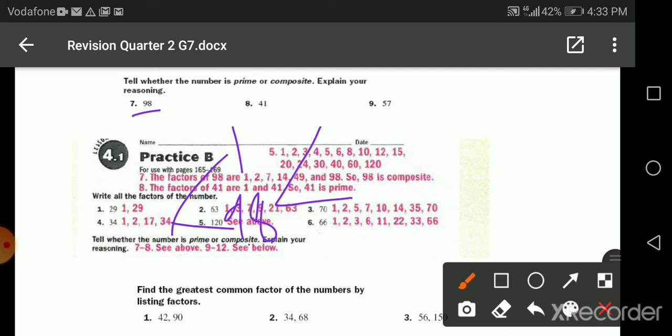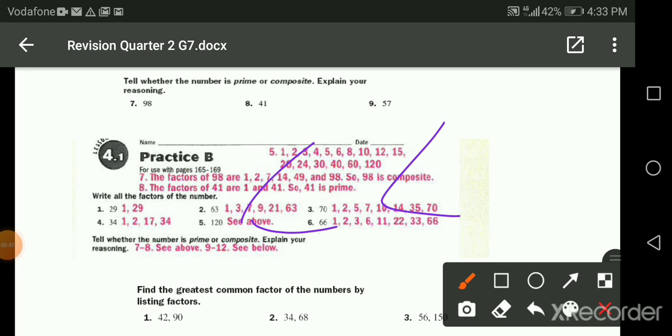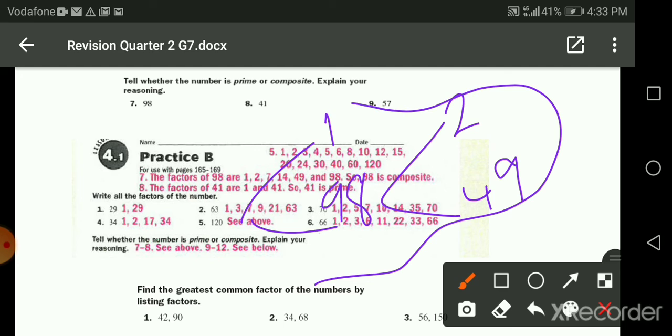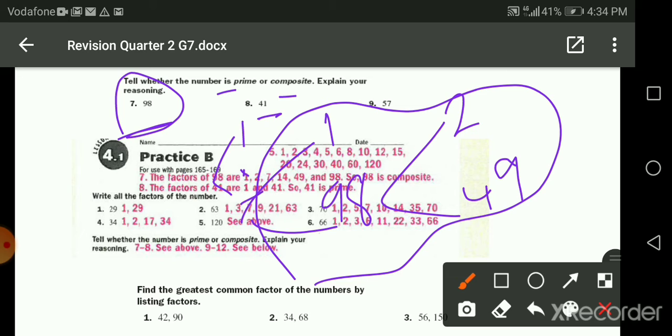We said that it's 2 times what? So once it has more than 2 factors, here 1 times 98 and 2 times 49, so it's what? A composite number. The difference between the prime and the composite: a prime number has just 2 factors, one multiplied by the same number, but the composite has more than 2 factors.